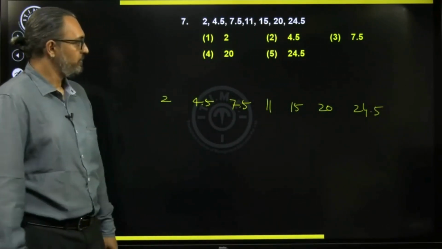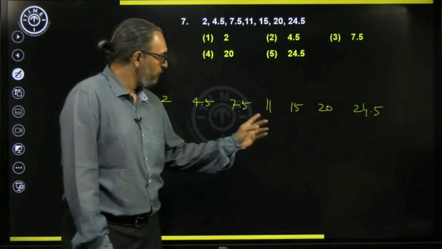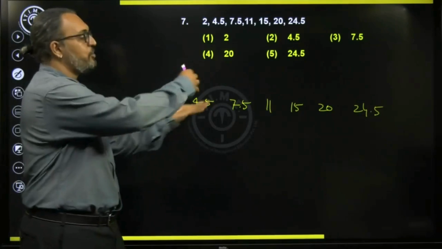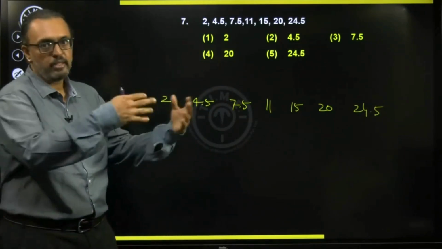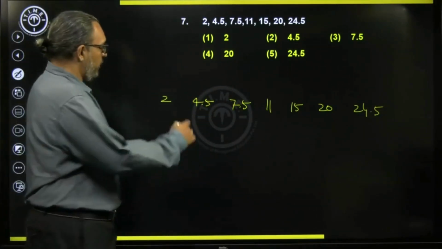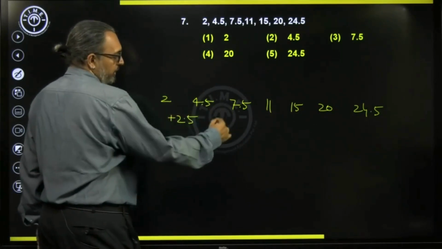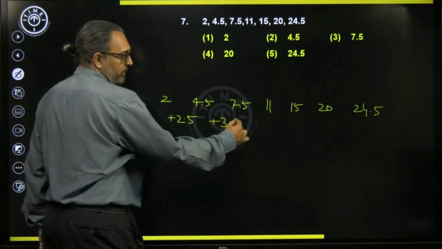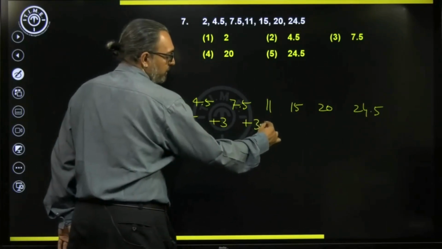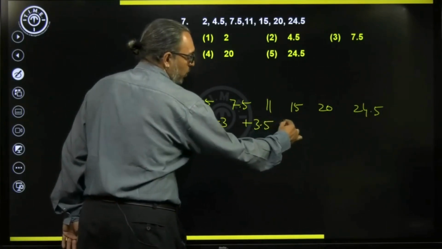Okay, right. So now here the numbers are increasing. Even though you have decimals, the numbers are gradually increasing. Because they are gradually increasing, let's take addition. Now here how much am I adding? 2.5. Then here how much am I adding? 3. Then here how much am I adding? 3.5.